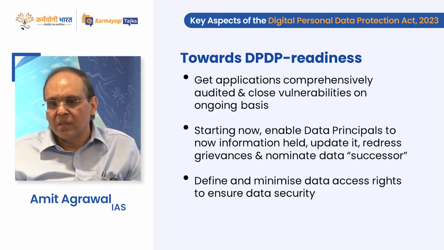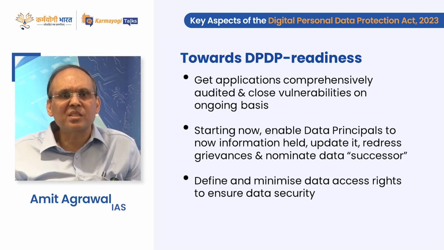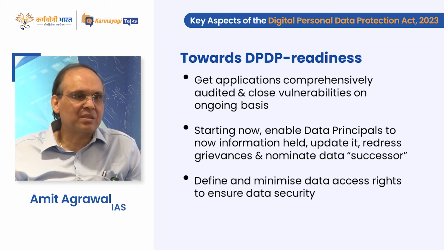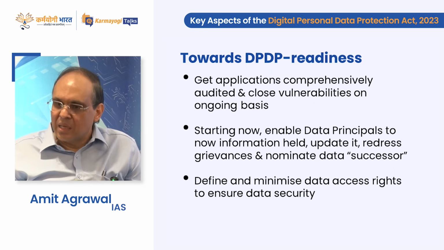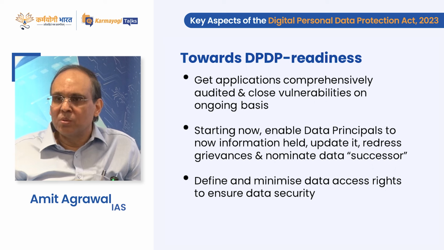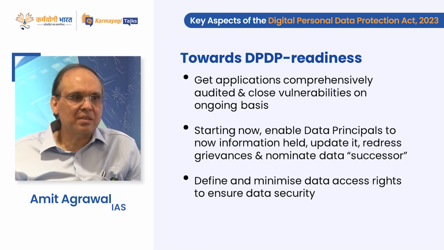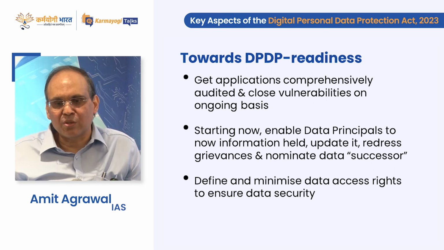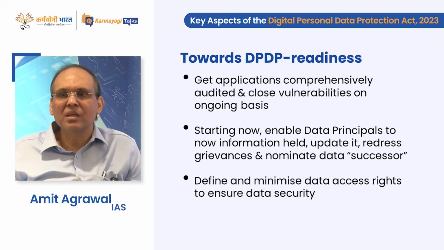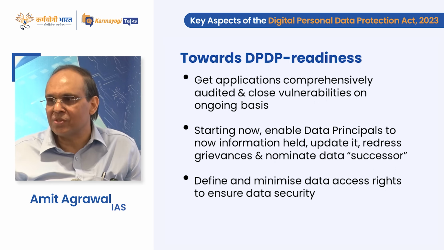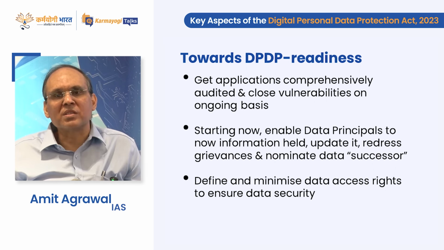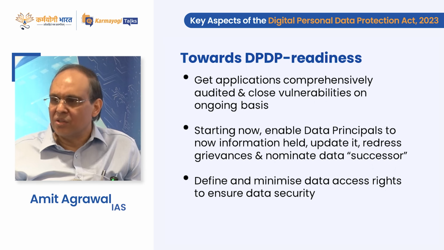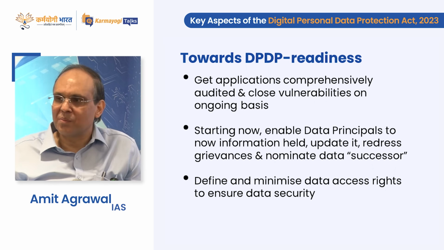Starting now itself, enable your data principals to know the information held. It's a best practice. You are holding their data. Let them know. Give them app-based access. This is the data I hold of you. Enable them to update it. Enable them to raise grievances and close them, and to nominate a data successor. These are good practices anyhow, irrespective of the Act, and nobody should really need to wait for the Act to come into force to start doing that. If you do it early, you would have gained experience, you would have streamlined processes, and you would also face less adjudication, because people know you are providing access, so nobody will approach anywhere.